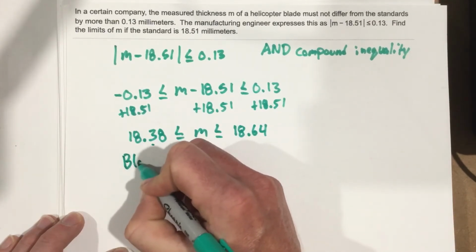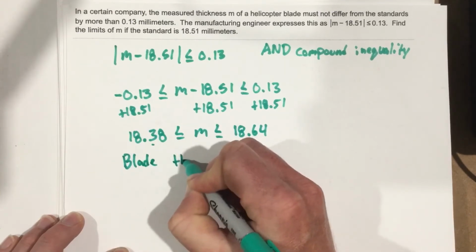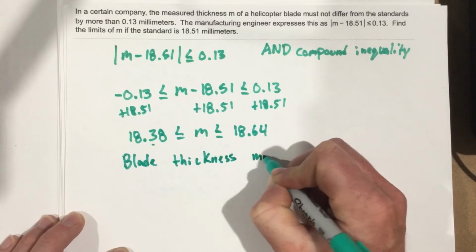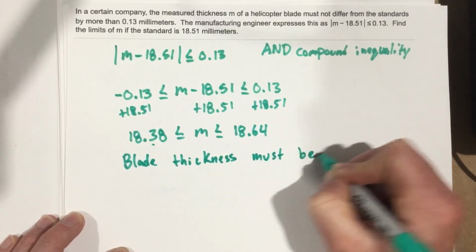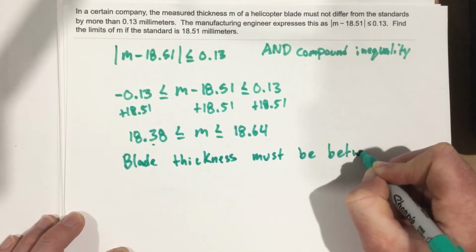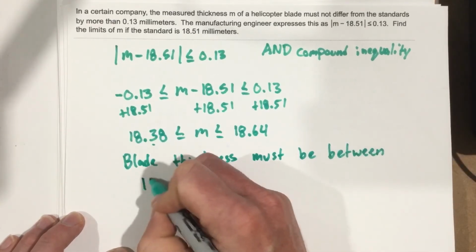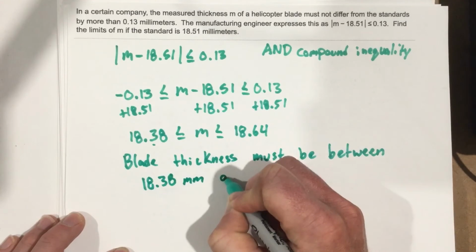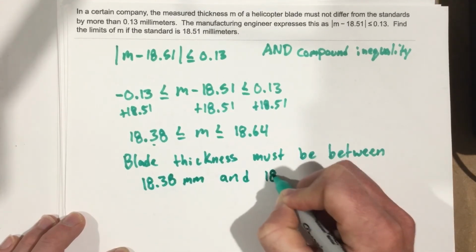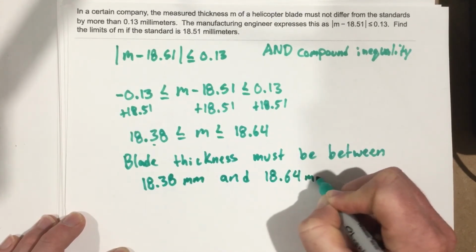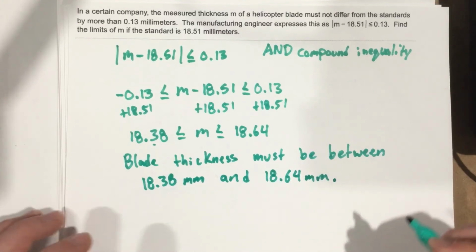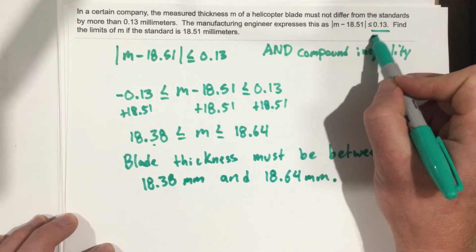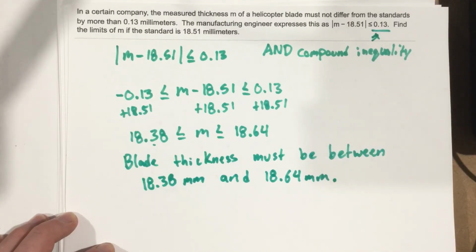Blade thickness must be between 18.38 millimeters and 18.64 millimeters. And you'll see this in everything that's manufactured. They'll have some sort of tolerance. That's what we call that, a tolerance for the product.